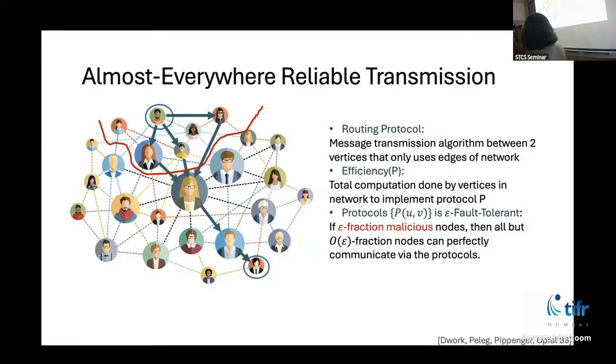The protocol is defined beforehand. Once the graph is there, we need to come up with the protocol. And the protocol is, for every pair, I need to say what they are supposed to do.